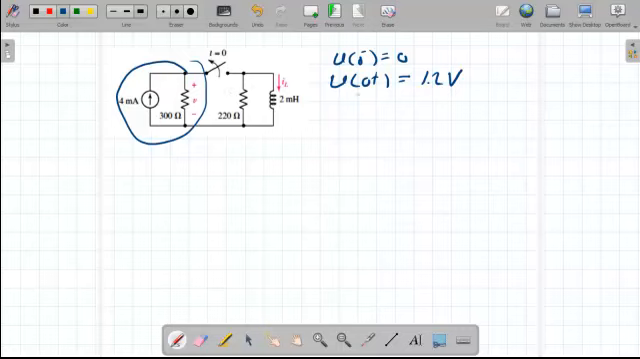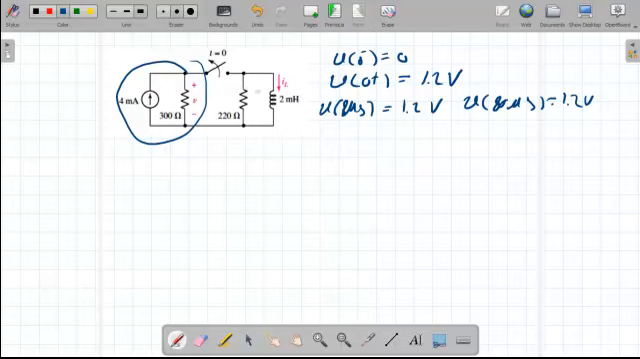Now, please pay attention that this circuit is isolated from this one. So this voltage will stay at 1.2 volt for any values of time. So the voltage at 8 microsecond will be 1.2 volt. V at 80 microsecond will equal 1.2 volt, because when the switch is open, this circuit becomes isolated from this circuit.